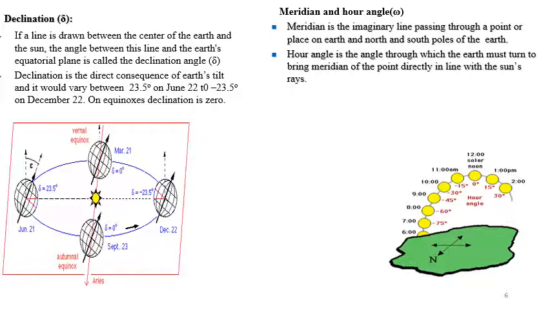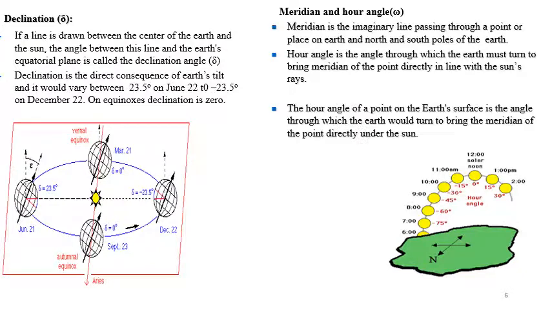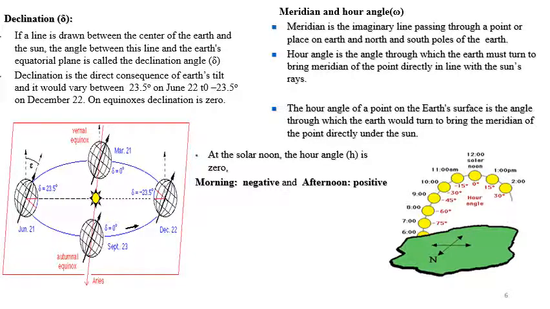So the hour angle is the angle through which the earth must turn to bring the meridian of the point directly in line with the sun's rays. The hour angle of a point on earth's surface is the angle through which the earth would turn to bring the meridian of the point directly under the sun. So at solar noon, the hour angle is 0, morning negative and afternoon positive, depending on the rotation.